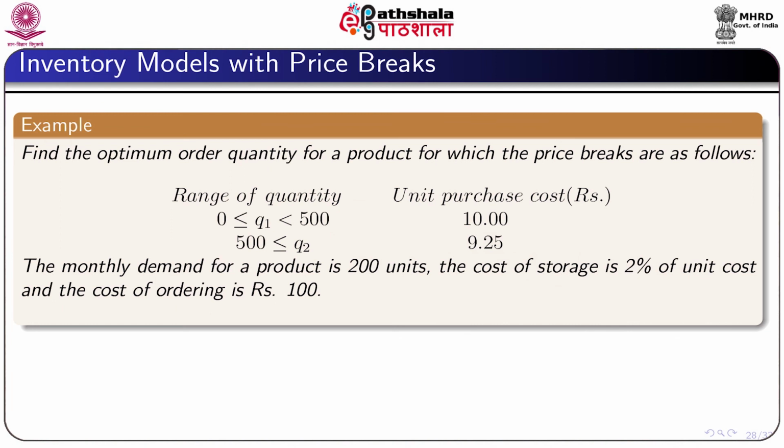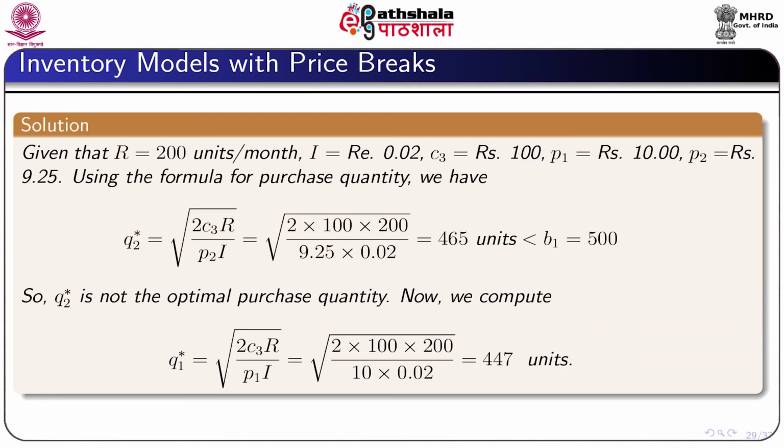Let us take an example and see how this algorithm works. Find the optimal order quantity for a product for which the price breaks are as follows. When the quantity varies from 0 to 500, the unit cost is 10. When the order quantity is greater than or equal to 500, the unit cost is 9.25. The monthly demand for the product is 200 units. The cost of storage is 2% of unit cost and the cost of ordering is rupees 100. In this case, we have R equal to 200 units per month, I equal to 0.02, C3, the ordering cost, equal to rupees 100, and P1 equal to rupees 10 and P2 equal to rupees 9.25.